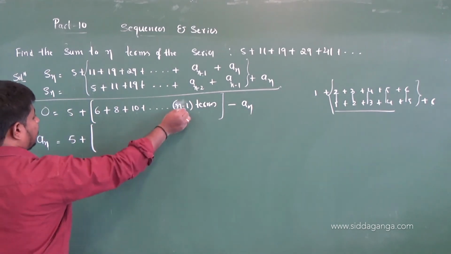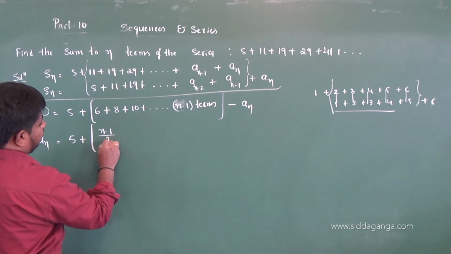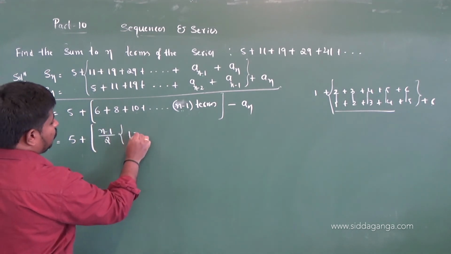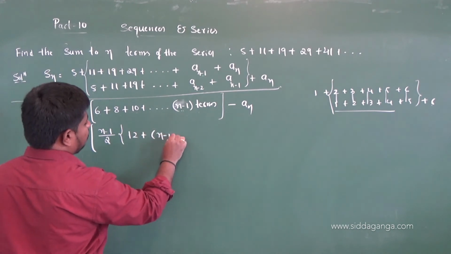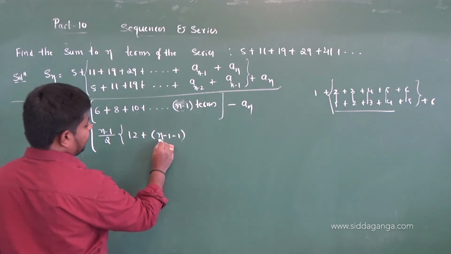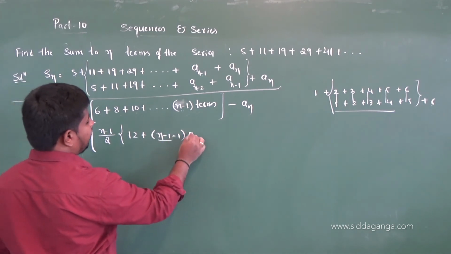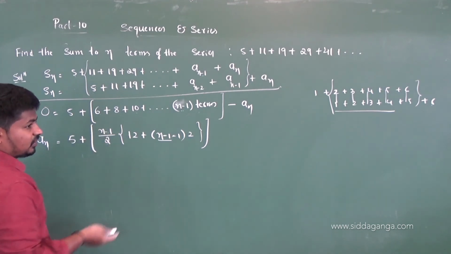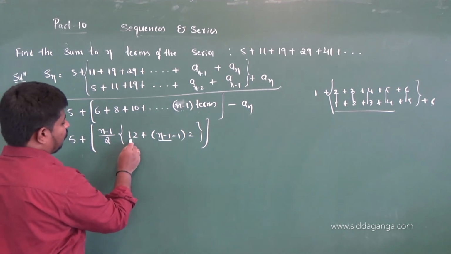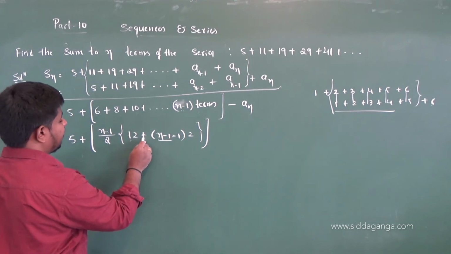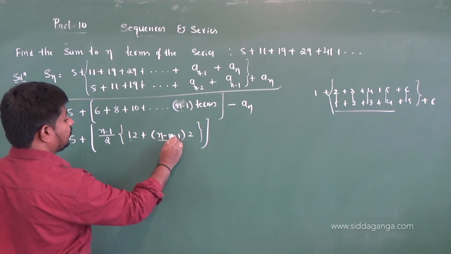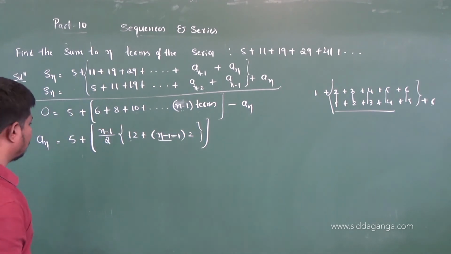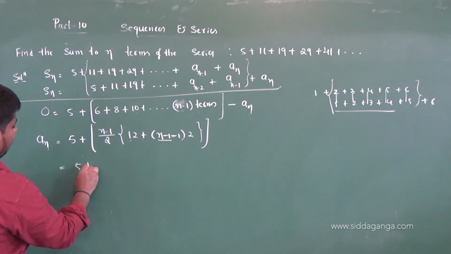N by 2, what is n? N minus 1. So n minus 1 by 2 into 2a, 2 into a is 6... 2a is 12, plus n minus 1, this is n minus 1, right? Into d, d is 2. Hope you got this. Once again, n by 2, n here is n minus 1, so n minus 1 by 2 into 2a, 2 into 6, 12, plus n minus 1 minus 1 into d, d is 2, 8 minus 6. Hope you got this.